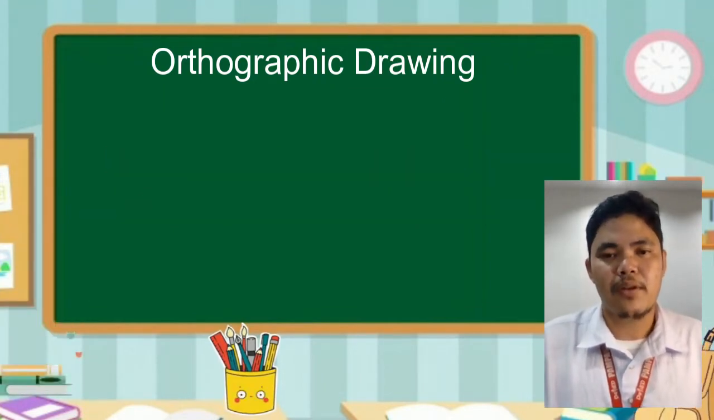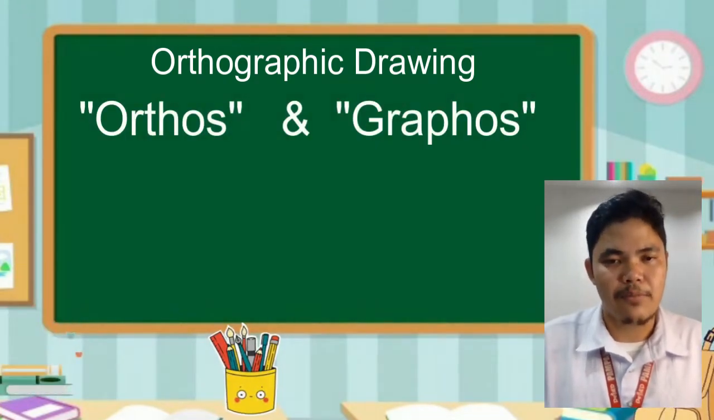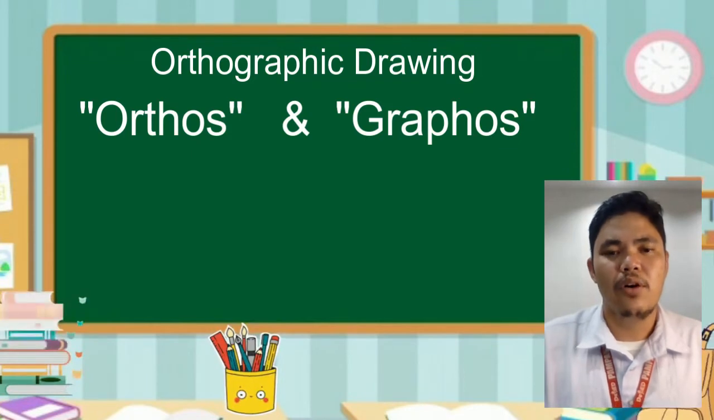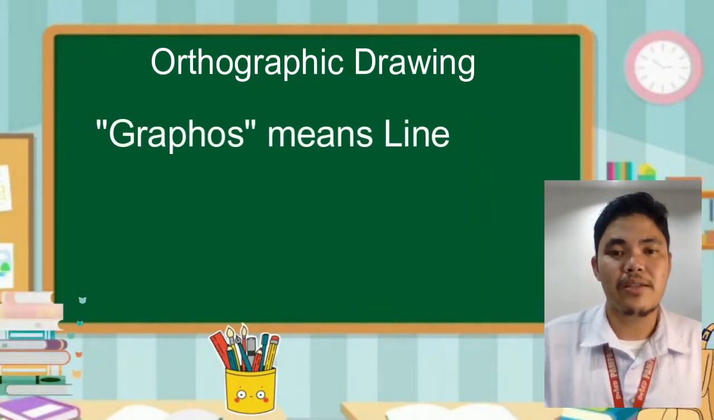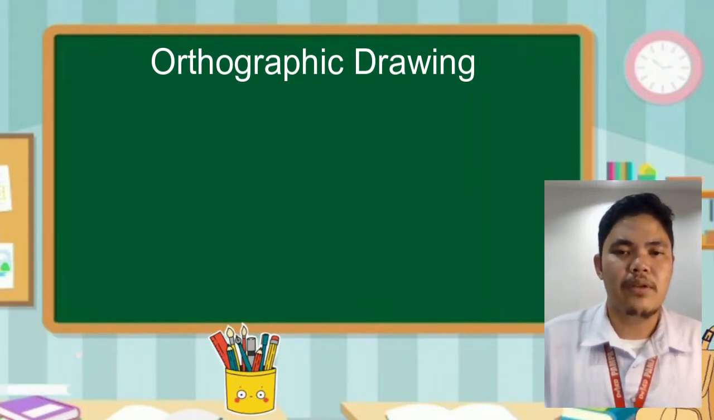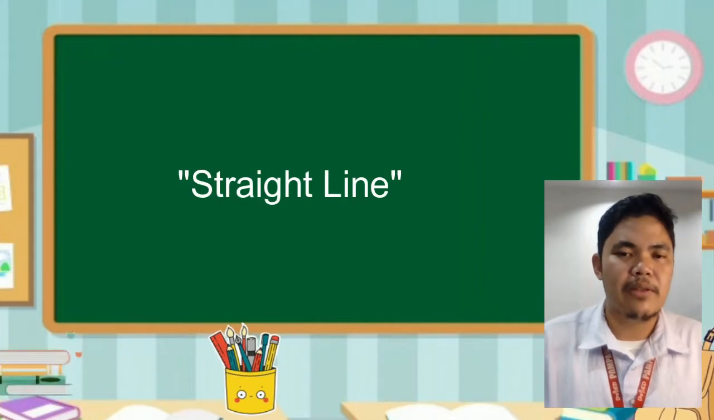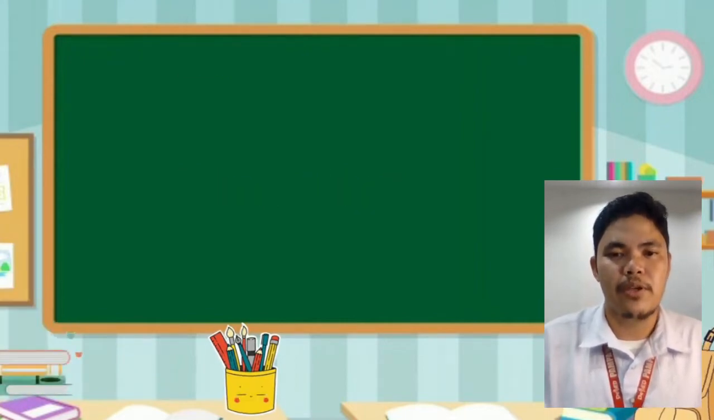The term orthographic comes from the Greek words orthos and graphos, wherein orthos means straight and graphos means line. So if you put them together, orthographic means straight line. So gumagamit tayo ng straight line for us to represent the different views of an object.